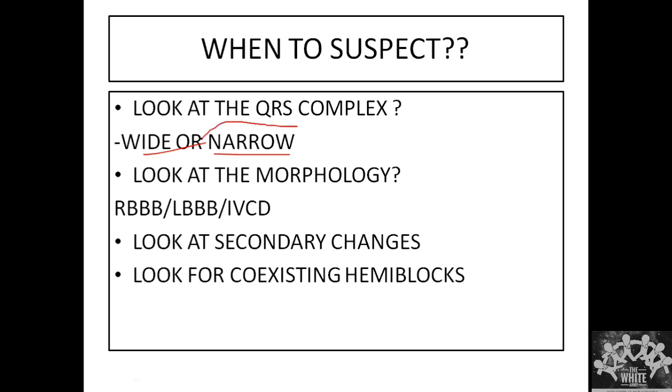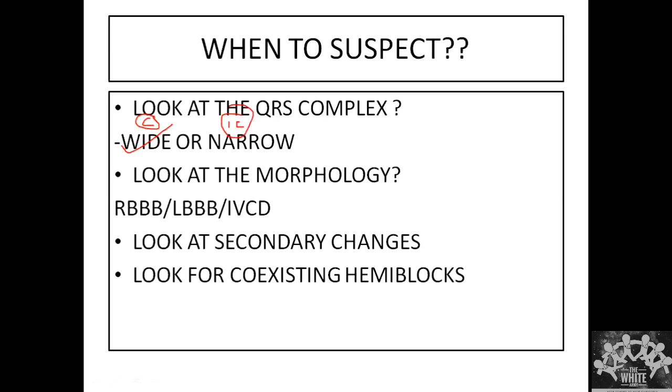Okay, so even with the narrow QRS, you can have a bundle branch block, but we call it incomplete. We call it incomplete because there is some partial conduction happening. So we look at wide. If it is wide, we call it a complete bundle branch block. If it is narrow, we call it an incomplete bundle branch block.